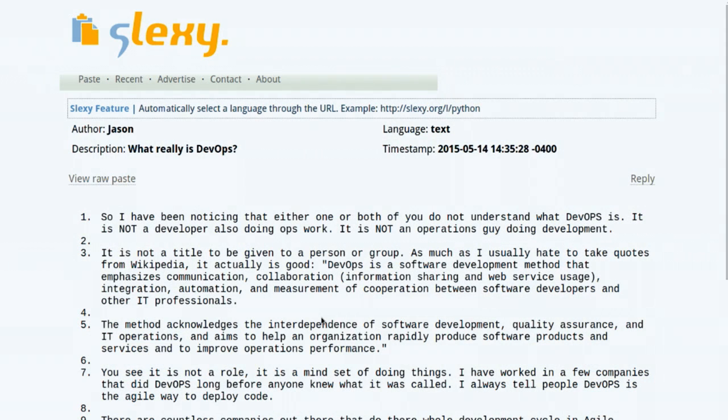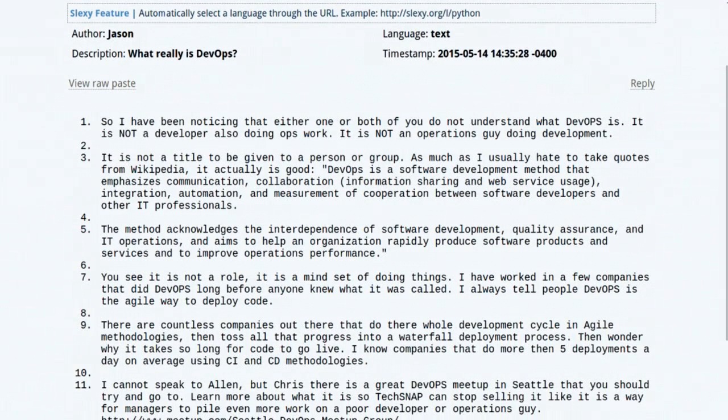So Jason writes in and says, what really is DevOps? I've been noticing that either one of you or both of you do not understand what DevOps is. It's not a developer also doing ops work. It's not an operations guy doing development. It is not a title to be given to a person or a group.